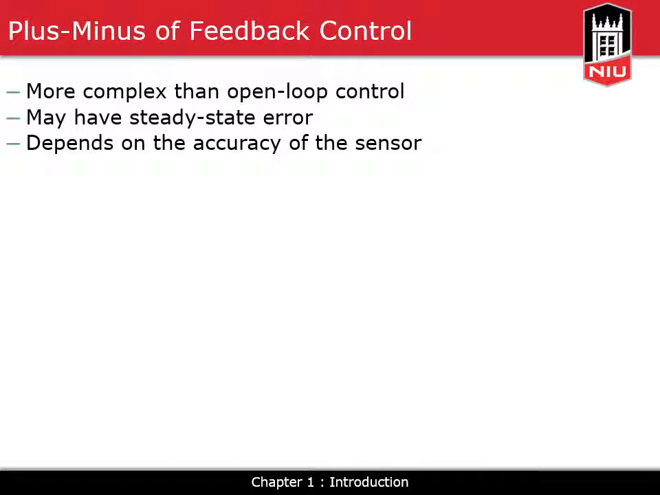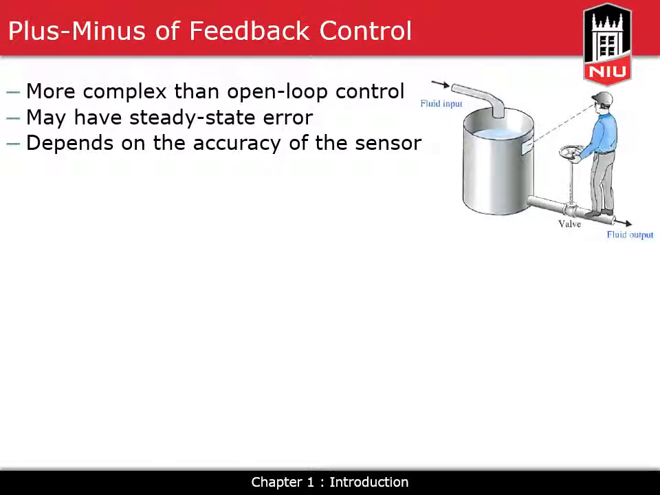On the other hand, feedback control is more complex than open loop control. Obviously, the controller itself is more complex. We need a sensor to measure the variable that we want to control. It might have a steady state error. We'll talk about steady state error later. And there are some issues with the sensor itself. However, that might be worth it. It might still be worth it.